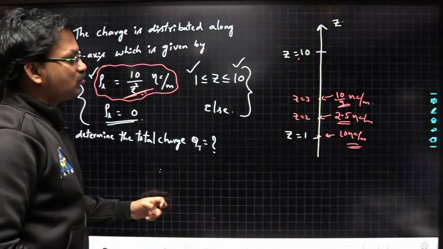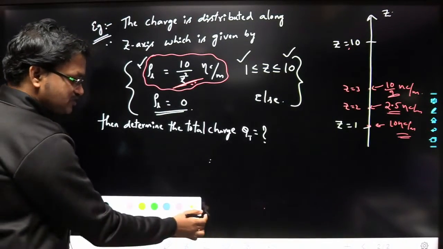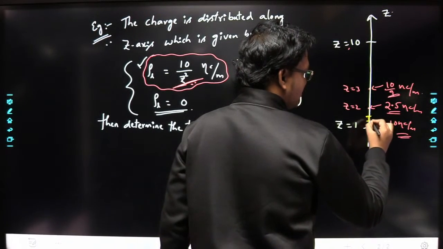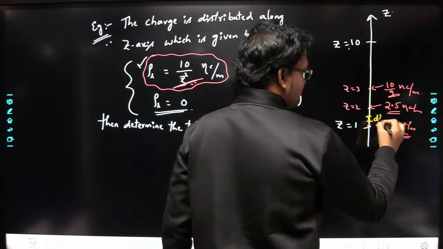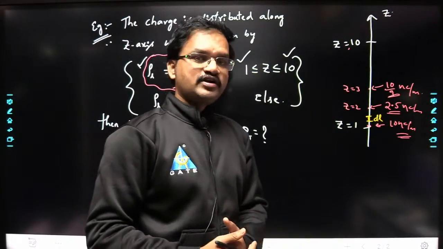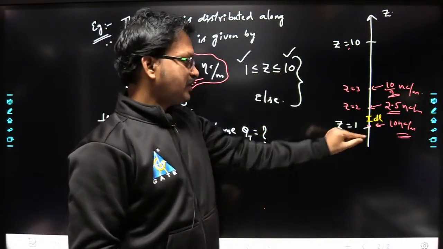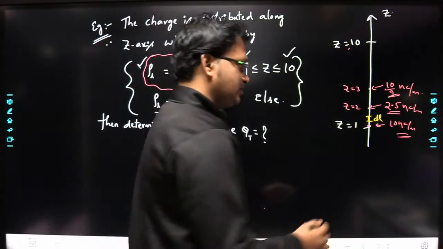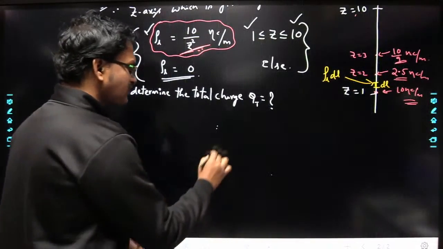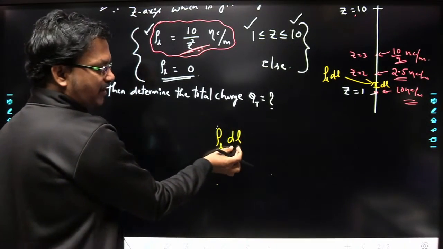Understood? Now if you want the total charge here, we have to follow the same procedure. Let us consider a small differential length dl. What is the charge present over this small differential length dl? The charge present per unit length is rho l. So the charge over a small differential length dl is rho l into dl. That is the small differential charge over a differential length dl.